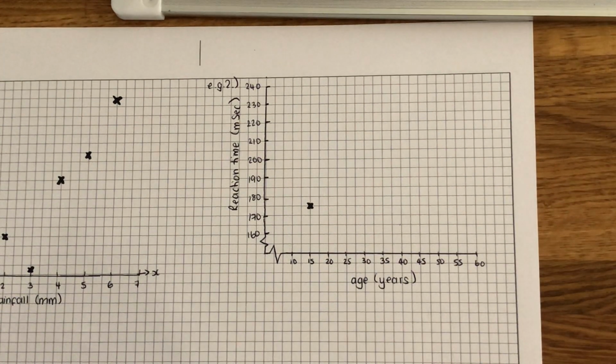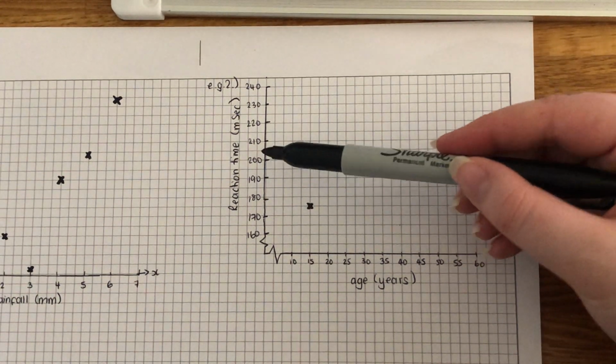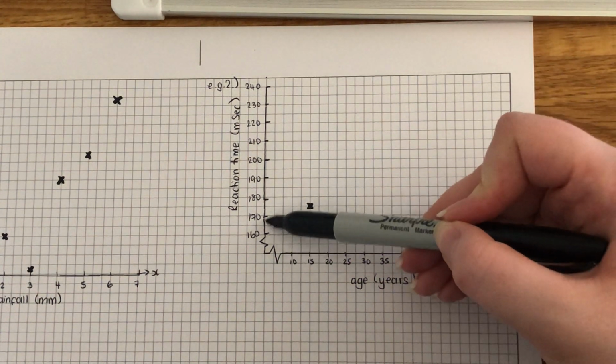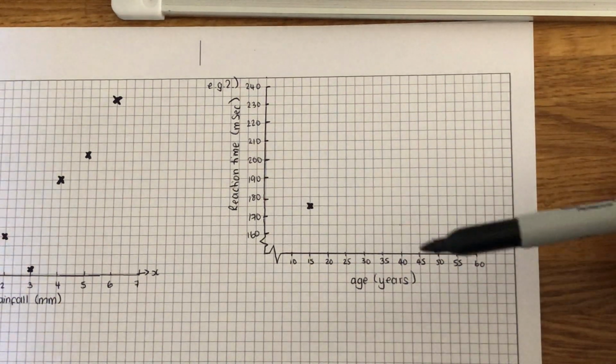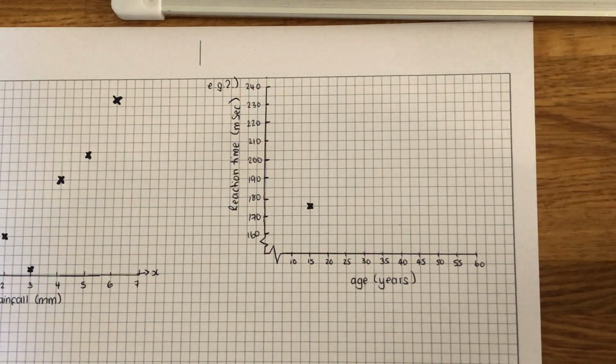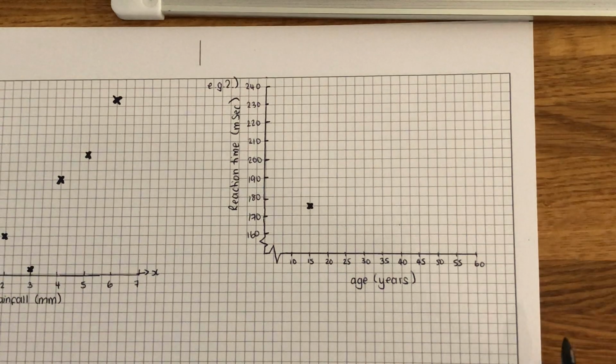That's another thing. If you are drawing your own graphs, make sure that they're all spaced evenly. So if you look, I've got 2 squares in between each of my numbers. I don't have one that's 2, one that's 1, one that's 3. So it's really important that you do keep it the same.